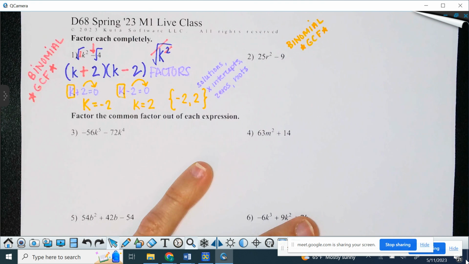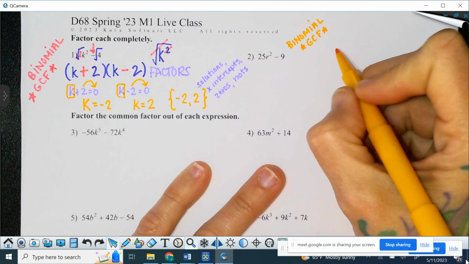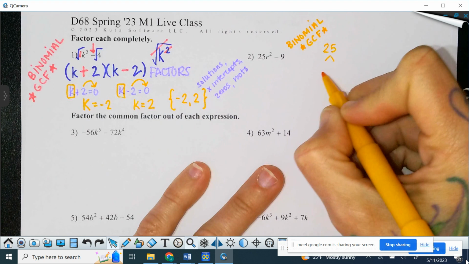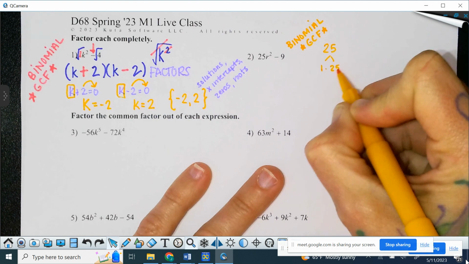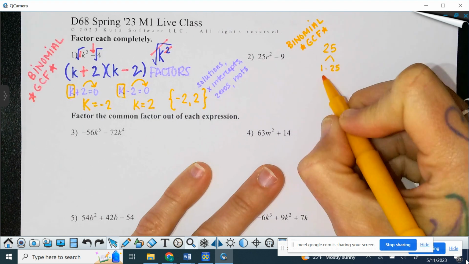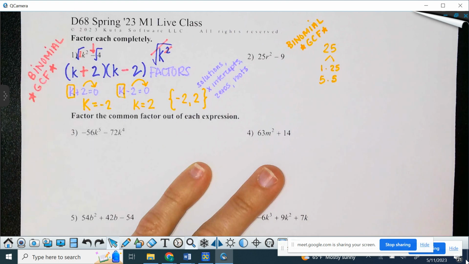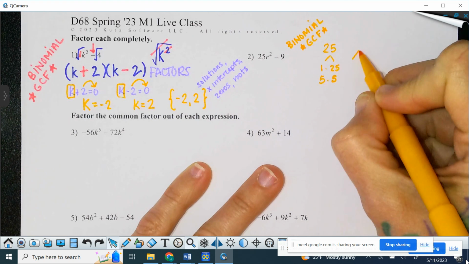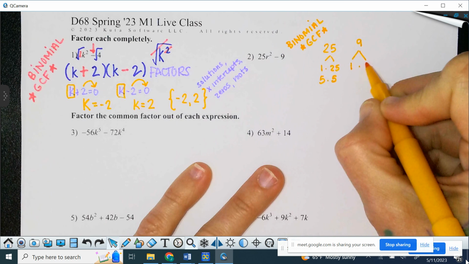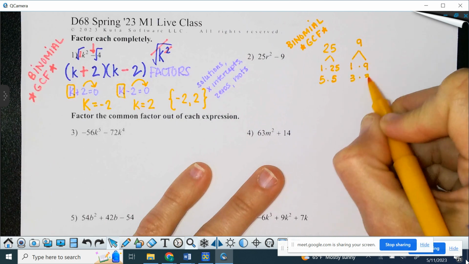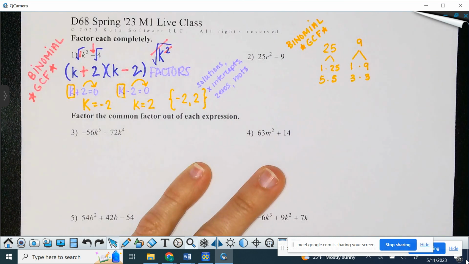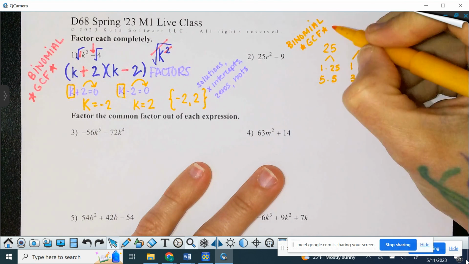Y'all making me nervous. Multiples of 25. 1 and 25. 5 and 5. And we're done. Multiples of 9. 1 and 9. 3 and 3. So there's nothing in those 2 lists that match other than 1, so we can't take out a numerical GCF. So GCF we've checked. Is it subtraction?